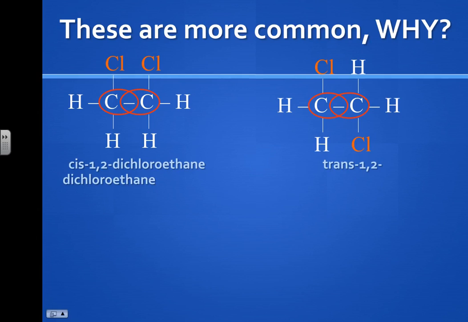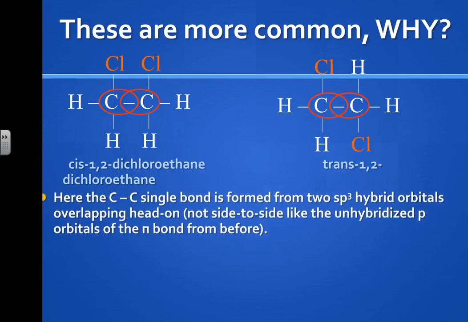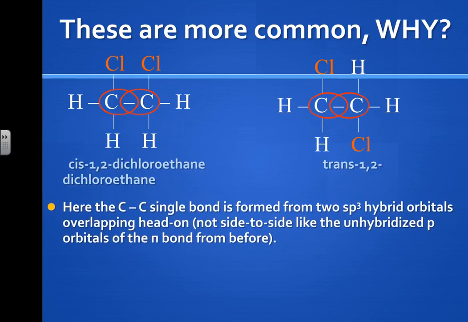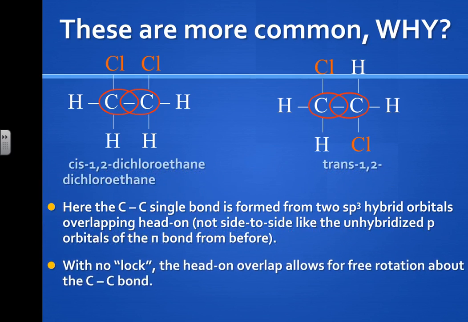Any thoughts on why? Oh, I think I heard a right answer. I think I heard somebody say, well, this is just a sigma bond. This is head-on bonding. There is nothing above the bond and below the bond axis happening. So we have head-to-head overlap, and what that means is that there's no lock. We can freely rotate around this middle carbon-carbon bond. And that means that cis-trans isomers happen all the time. In fact, they're constantly happening because there is complete free rotation around this bond.